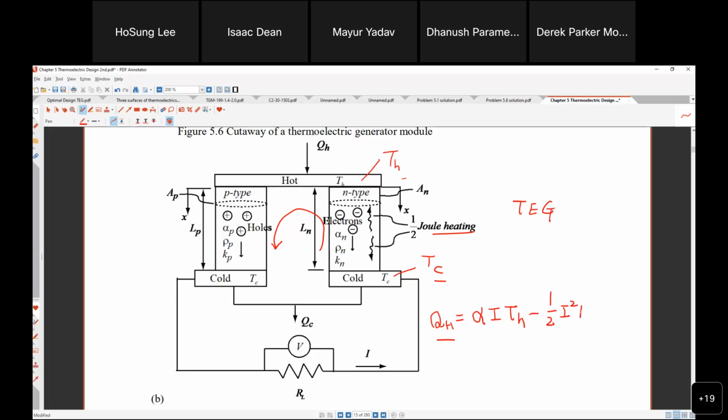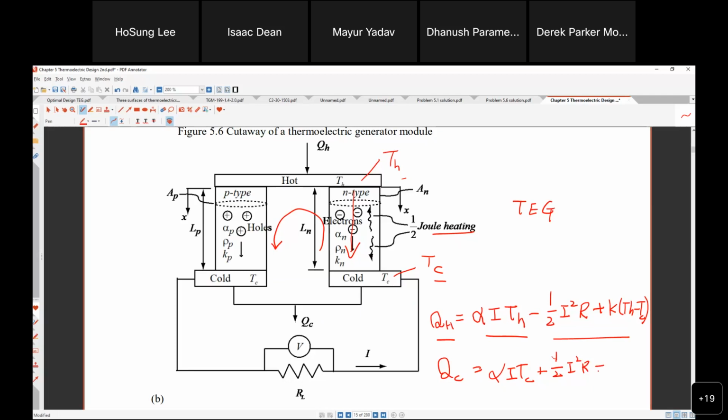So half of the Joule heating is I square R. And then conduction, there must be high and low material, so that the conduction must be in this direction. Okay, so K times TH minus TC is the conduction. So this is the QH, and the QC is alpha I TC, now is a plus. You see that Joule is the same direction as QC, I square R, plus or minus.